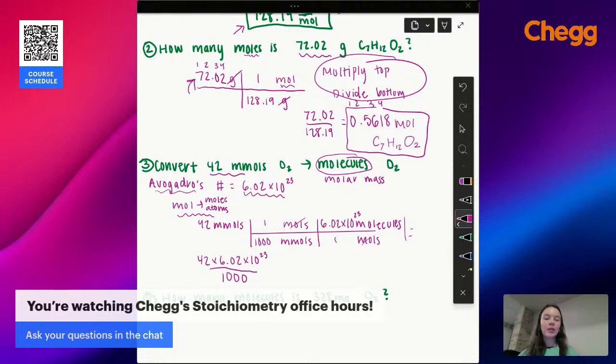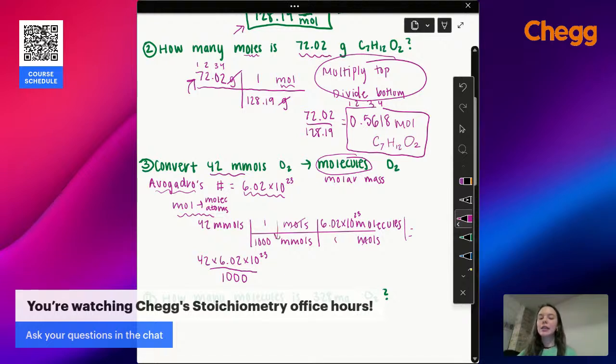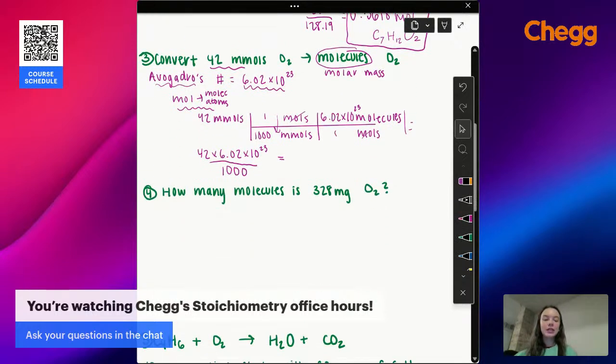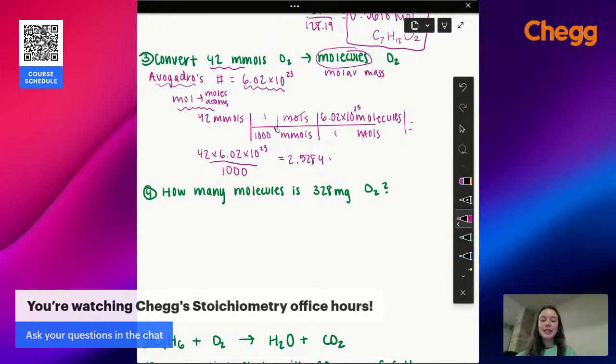I see from a comment on TikTok from Lawson that it's 10 to the negative third. That is also correct. I like using whole numbers and no negative exponents. So that's why I do the 1,000 and the 1, but you could put 10 to the negative third for moles, and that would absolutely be correct. So our final answer is 2.5284 times 10 to the 22nd.